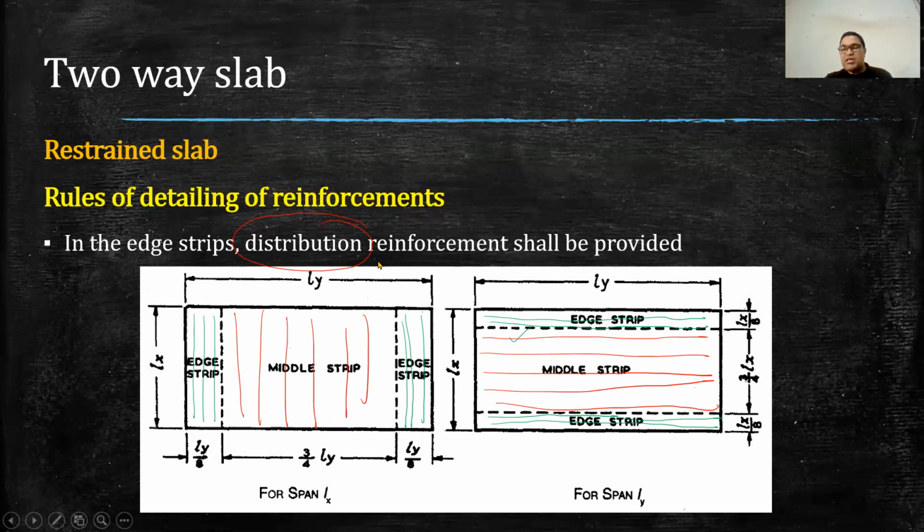So the main reinforcement will generally be provided at the middle strip only. Now, what is the width of the edge strip and middle strip? The middle strip length will be 3/4 of Ly, and the edge strip on both ends will be Ly by 8. Similarly, here also it will be 3/4 of Lx. It will be 3/4 of Ly in the case of span Lx, and in the case of span Ly. So that is the one thing that we will see when we will be designing the slab panel in our problem.